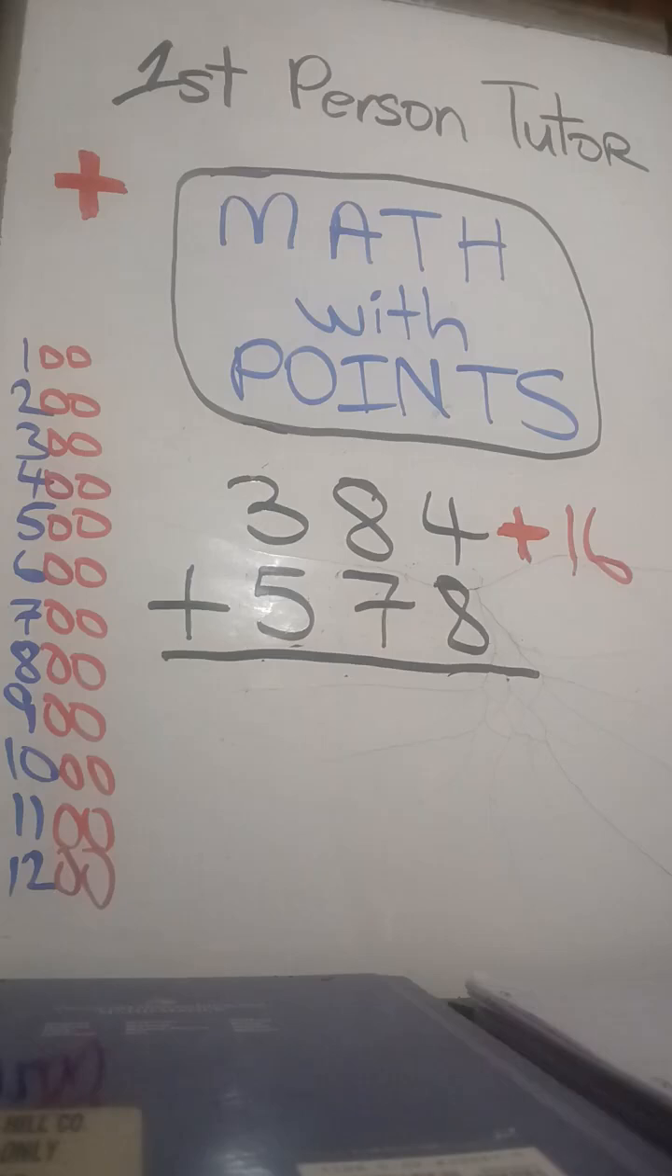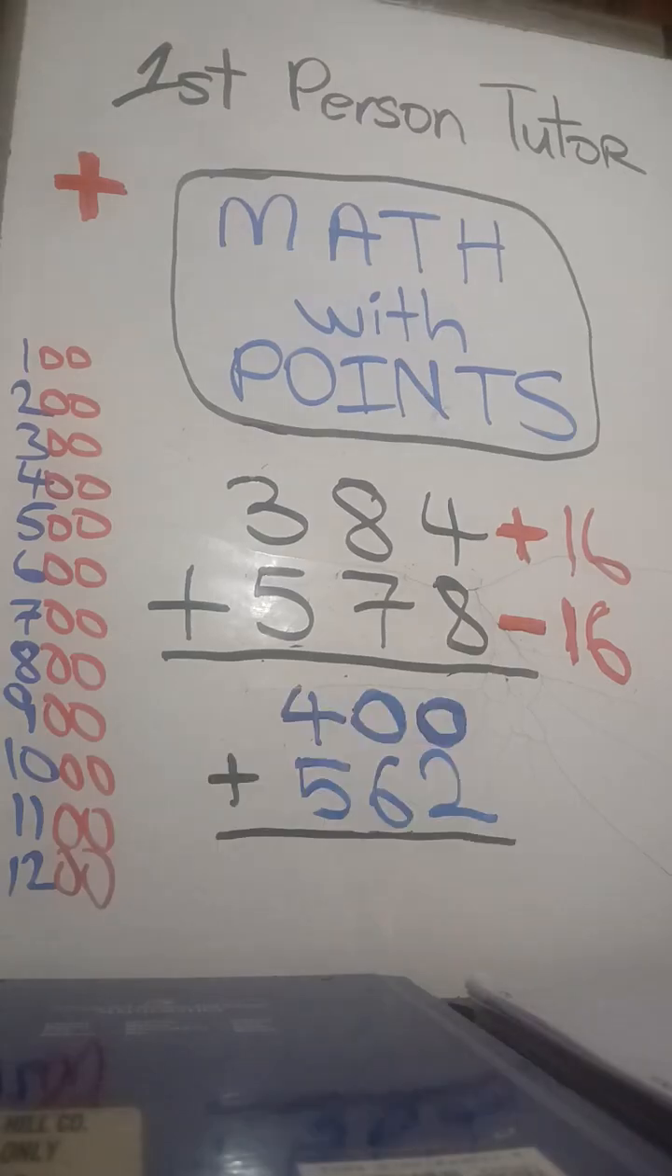Before, we found that we add 16 to 384 in order to get 400. And so to bring balance to the force, we must subtract 16 from 578. We can write them on separate pieces of paper, right? 7 minus 1 will get 6. 8 minus 6 will get 2. So for 578 minus 16, we'll get 562.